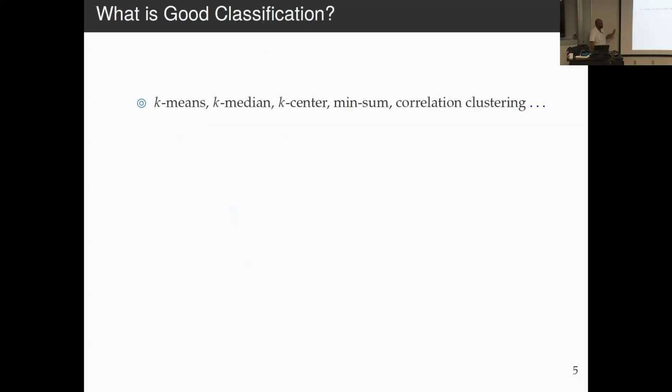And this notion of sigma being good is studied under various objectives, like k-means, k-median, k-center, min-sum, correlation clustering, and so on. But we'll fix two things which we are going to study today, like look at k-median. In k-median, you want to minimize the sum of distances to the mapped center.